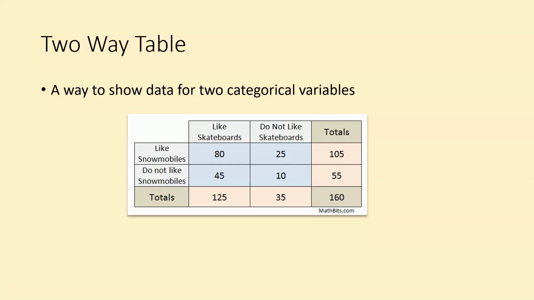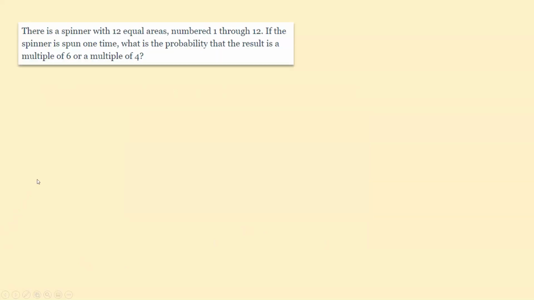And then on the margins, you have your totals. So there's a total of 105 people that like snowmobiles, a total of 55 people that do not like snowmobiles, a total of 125 people that like skateboards, a total of 35 people that do not like skateboards, and then 160 people total surveyed. So make sure you have that in your notes. Now let's go ahead and look at some probability problems.